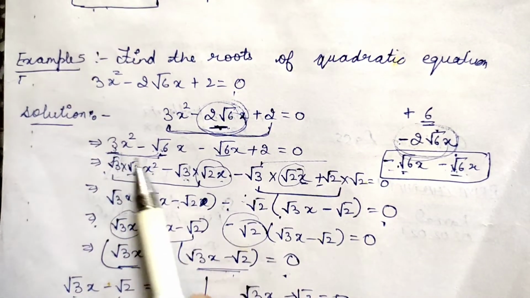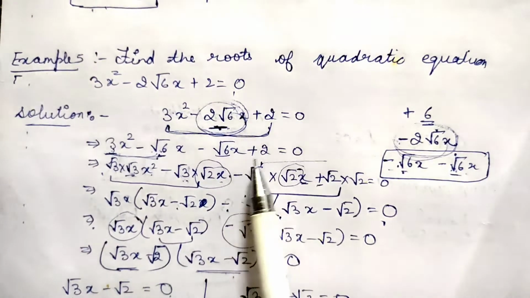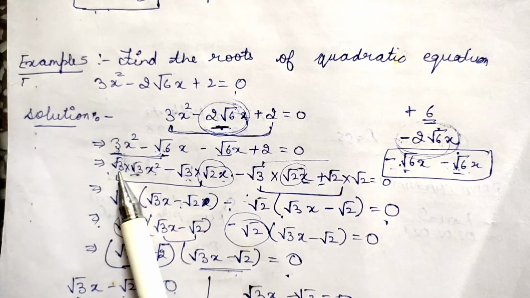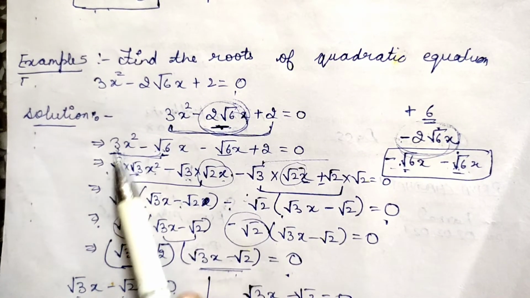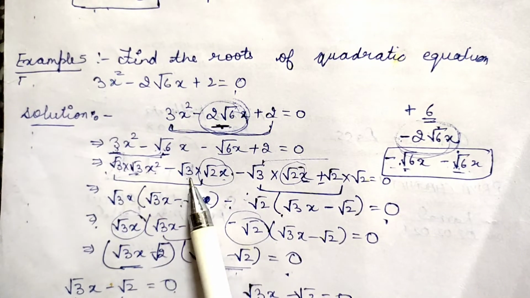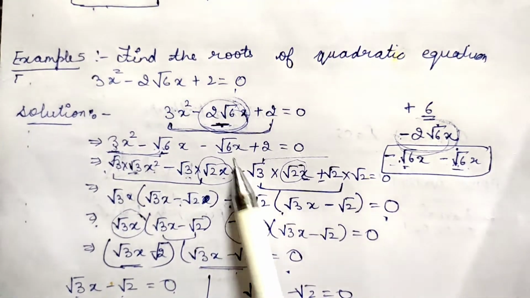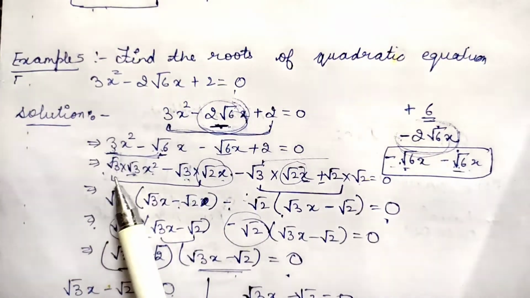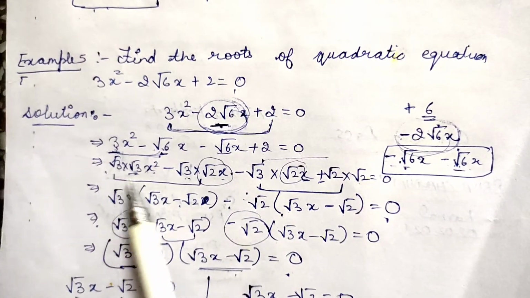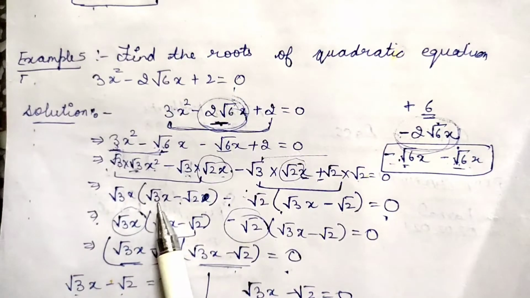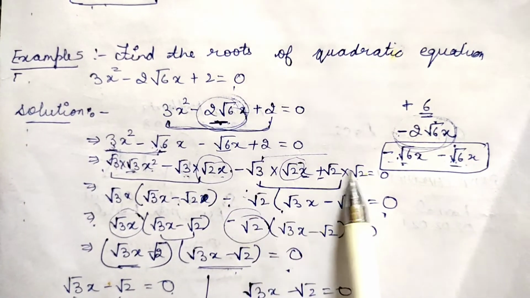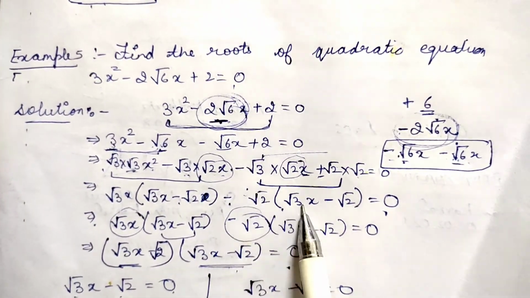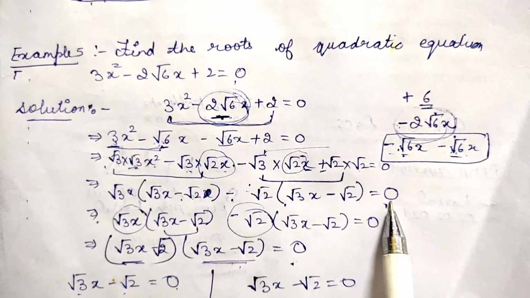3x square minus root 6x minus root 6x plus 2 is equal to 0. So now I have to do factorization of them. I can write 3 as root 3 into root 3, and root 6 as root 3 into root 2, and this 2 as root 2 into root 2. Then what I will take common among them is root 3x, which will give me root 3x minus root 2, and from these two terms what will come common? Root 2 will come common, and inside that root 3x minus root 2 is equal to 0.